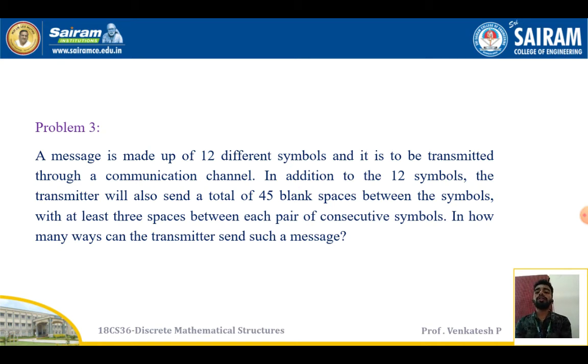So problem number 3: a message is made up of 12 different symbols and it is to be transmitted through a communication channel. In addition to the 12 symbols, the transmitter will also send a total of 45 blank spaces between the symbols, with at least 3 spaces between each pair of consecutive symbols. In how many ways can the transmitter send such a message?